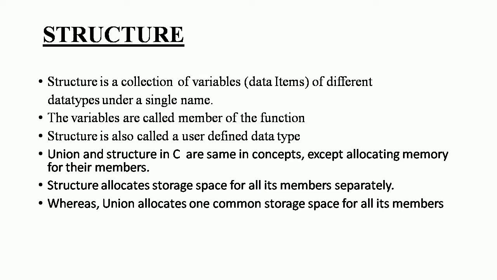What is a structure? Structure is a collection of variables, data items of different data types under a single name. The variables are called members of the structure. Structure is also called a user-defined data type. Union and structure in C are the same in concept, except for allocating memory for their members. Structures allocate a storage space for all its members separately, whereas union allocates one common storage space for all its members.